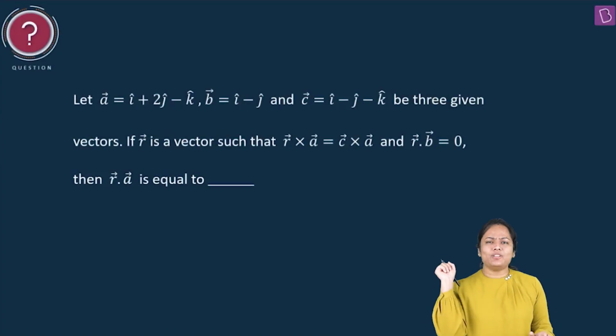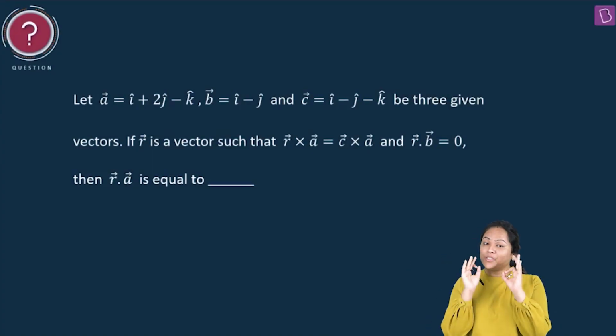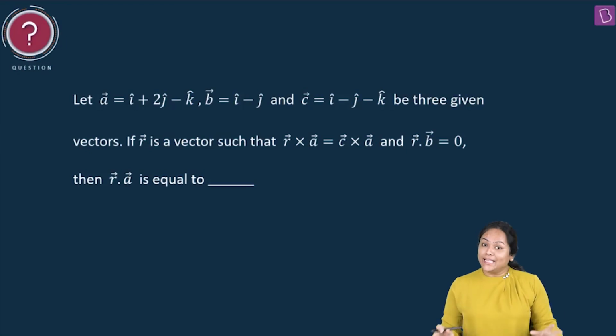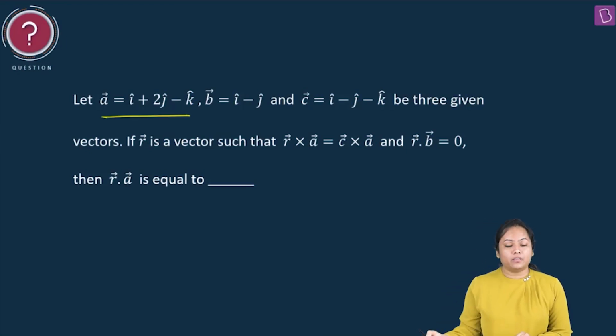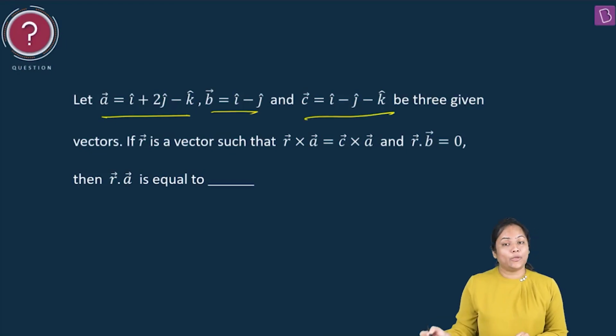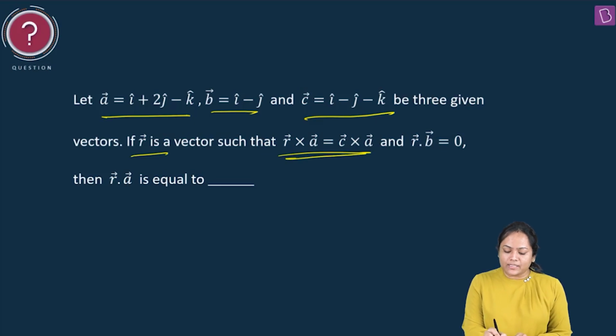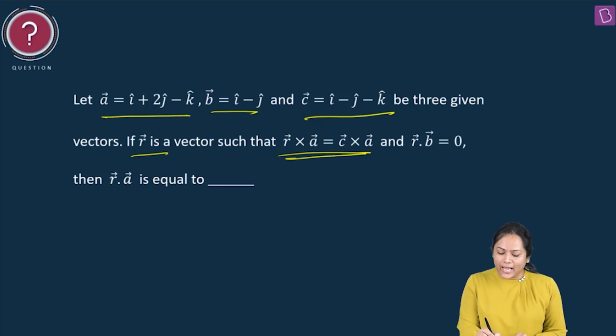Well, the next question is from vectors, and guys, trust me, it's a very interesting question. Let's read the question first. The question is saying I have my A vector, I have my B vector and C vector. If R is a vector such that R cross A is equal to C cross A and R dot B is 0, what is the value of R dot A?